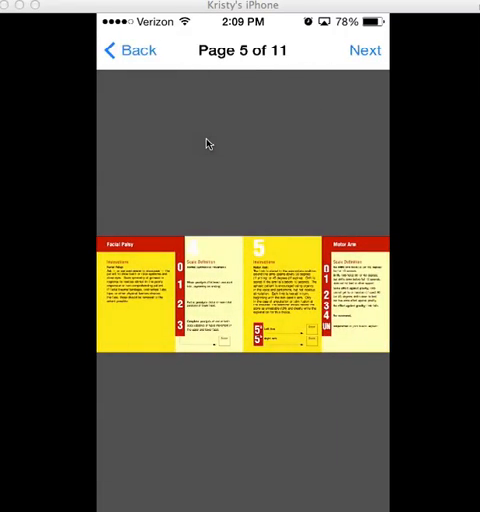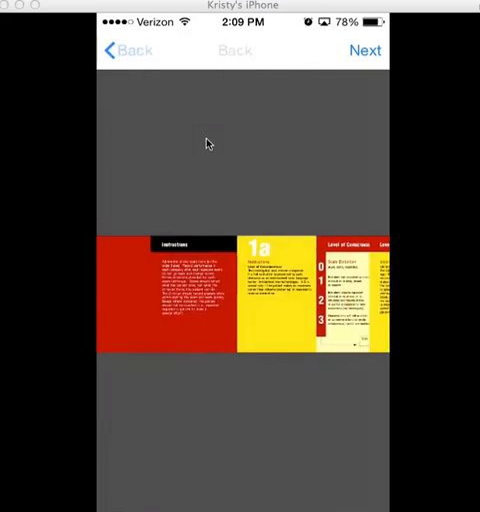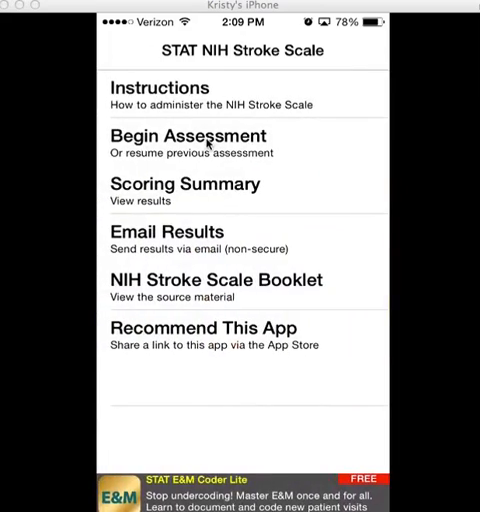I hope that you will be able to use this application in the future to help you with scoring on the NIH Stroke Scale if you are presented with it. Do note, though, that the examiner of an NIH Stroke Scale should take the certification exam. It should not be something that is just done by any individual on the street.